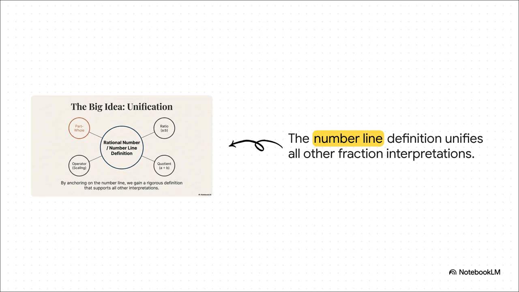And boom. This right here just illustrates the whole big idea perfectly. At the very center, we have our solid, rock-steady definition of a rational number on the number line. And branching out from it, you see all those other chameleon personalities we talked about? Part, whole, ratio, operator, quotient. See, they're not separate competing ideas anymore. They're just different ways to use or interpret one single concept, a number.